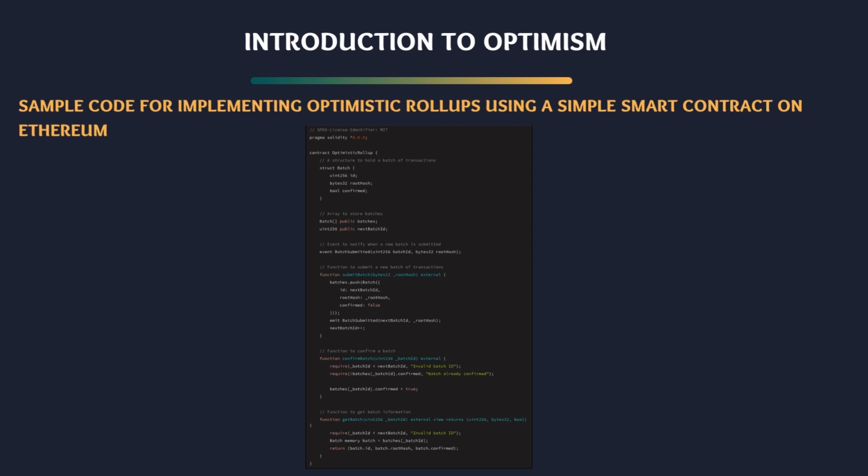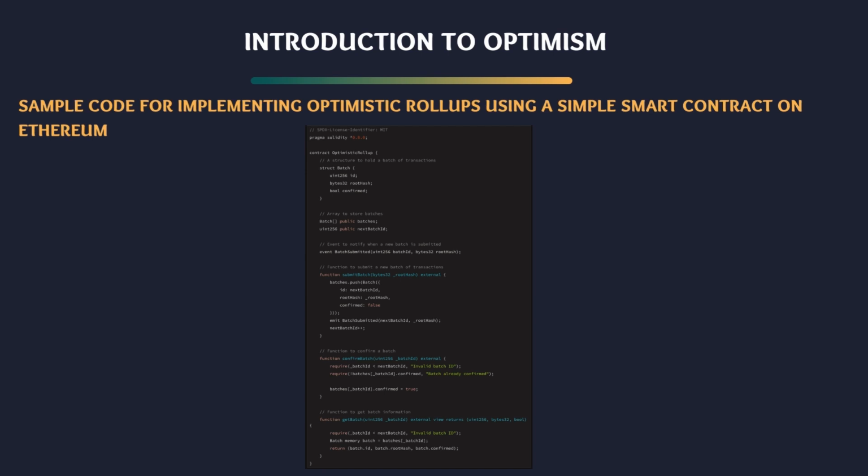1. Batch structure. The batch struct holds information about each batch of transactions, including its ID, the root hash of the transactions, and whether the batch is confirmed. 2. Batches array. The batches array stores all the batches that are submitted. The next batch ID keeps track of the next batch ID to be assigned. 3. Submit batch function. This function allows anyone to submit a new batch of transactions. It creates a new batch, stores it in the batches array, and emits an event.